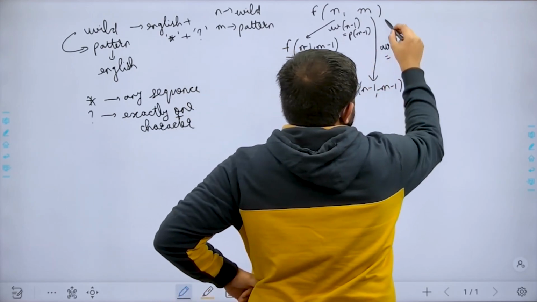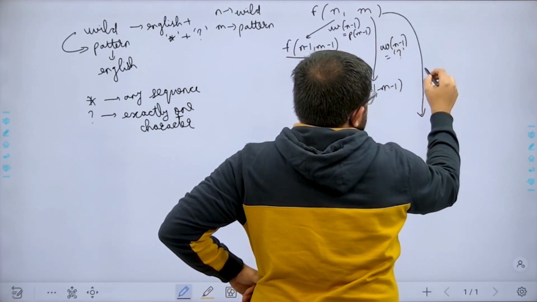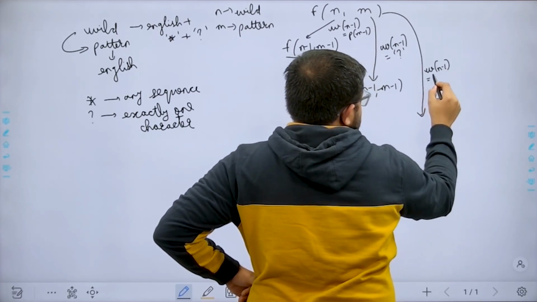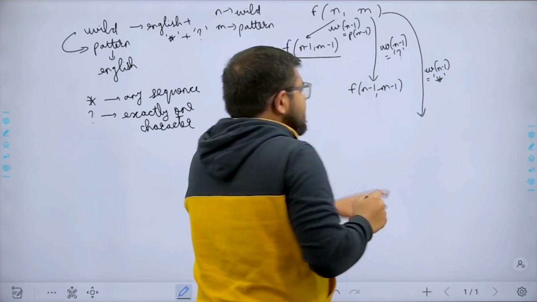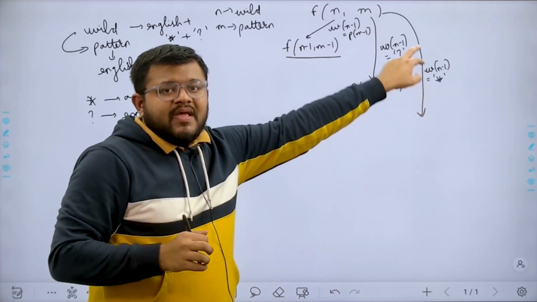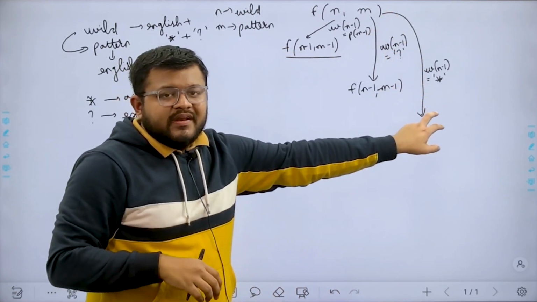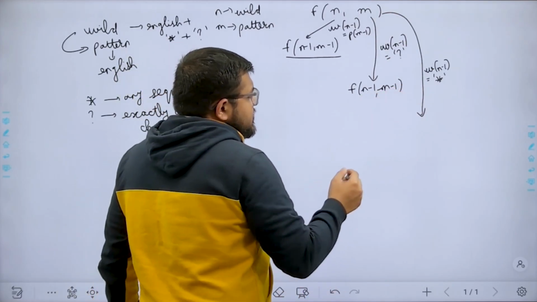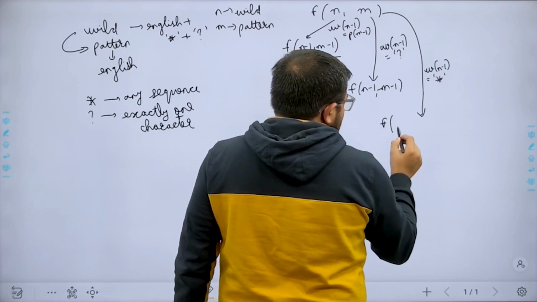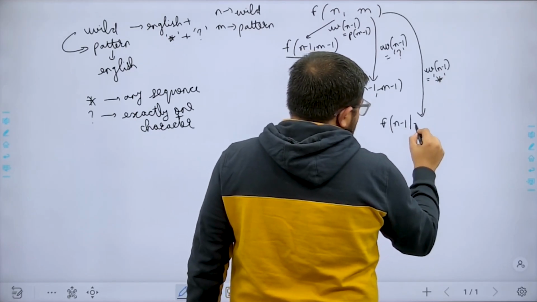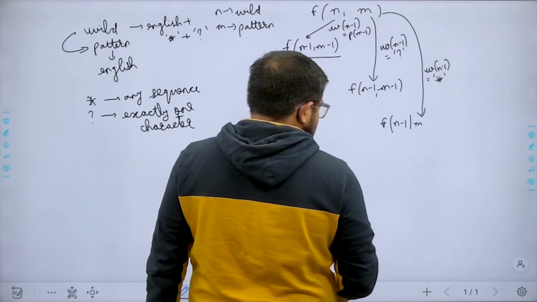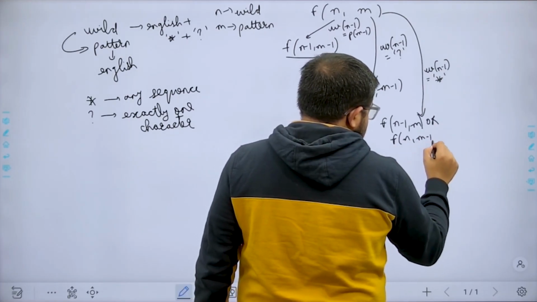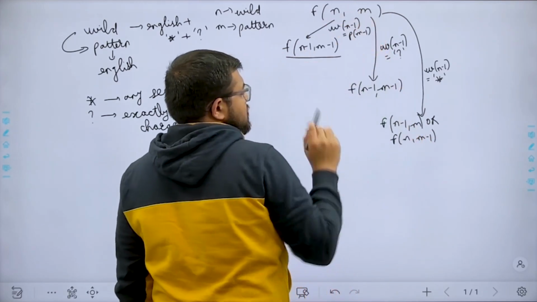Or the third case would be if the wild string at the n-1th character has a star. If it has a star, it can be empty, it can contain one character, it can contain two characters, and so on. So if I get f(n-1, m) or f(n, m-1) as true, then in both the cases this will be true. How?